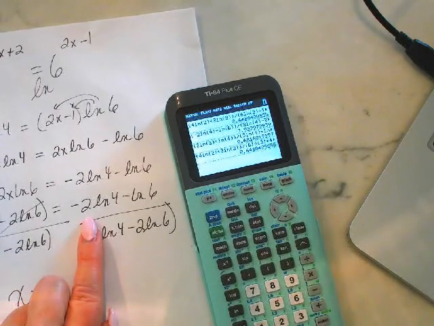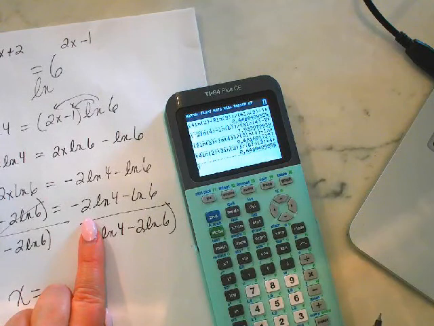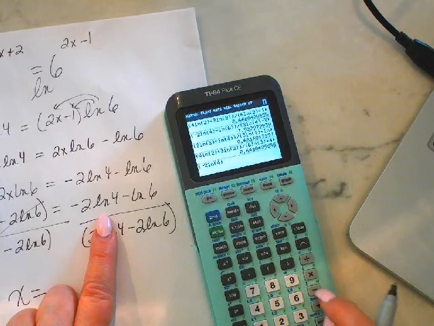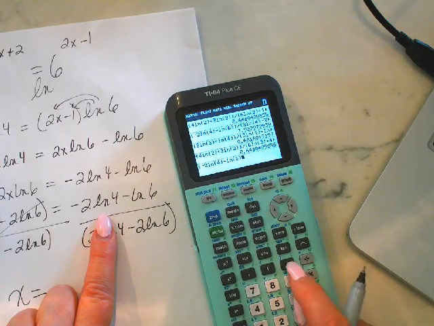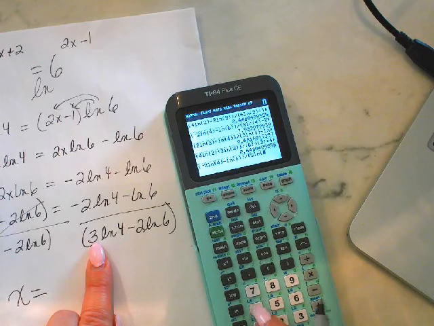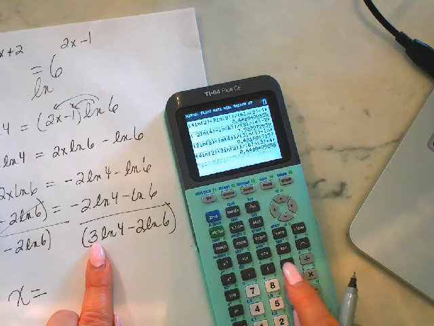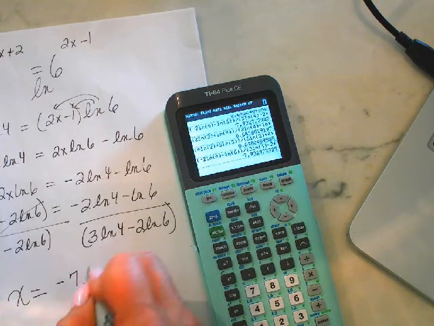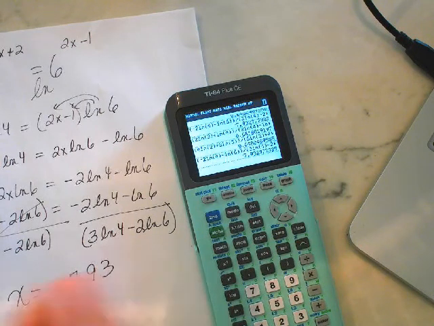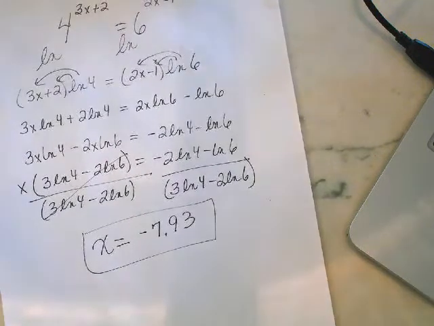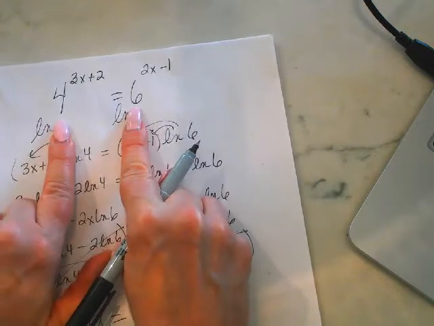Again, guys, I can't stress this enough. How many kids make mistakes by messing this up in the calculator? So please be careful, okay? Parentheses, negative 2 ln 4, close the parentheses, minus ln 6, close parentheses, another parentheses, divided by, parentheses, 3 ln 4, parentheses, minus 2 ln 6, parentheses, parentheses, and yes, the answer is negative 7.93, nearest hundredth again.